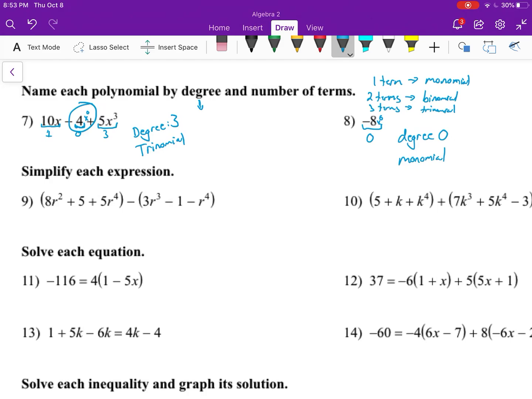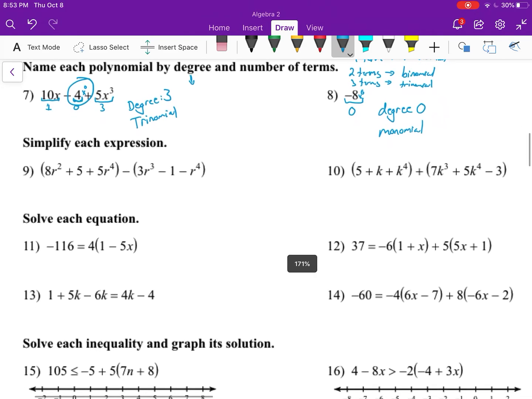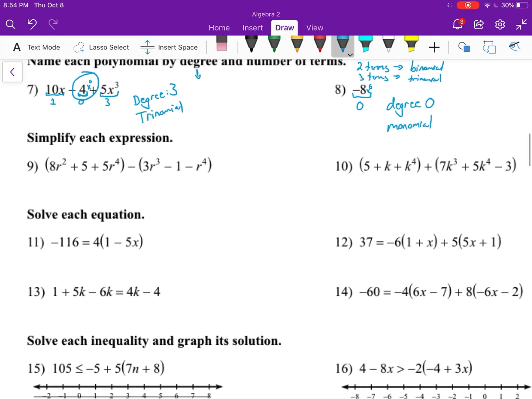The next 2 questions are simplify each expression. You're really just going to be adding and subtracting. So this first one is subtracting. So we need to make sure we distribute this negative. And then we're going to look for like terms. First of all, let's look at this. There's no like terms in there. Remember, like terms have the same variable, and the variable must have the same exponent. So we're going to rewrite this with that negative distributed.